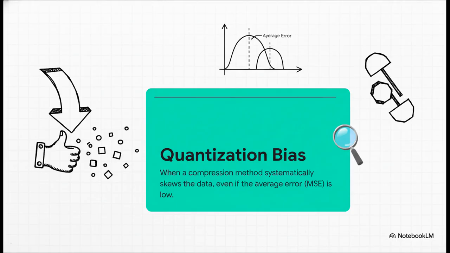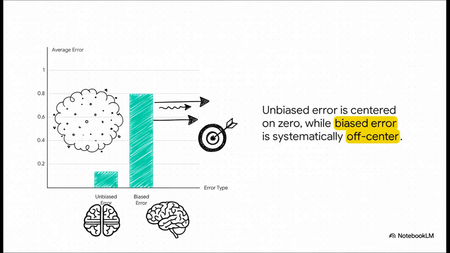This happens when your compression method isn't just making a few random mistakes here and there, it's consistently, systematically pushing the data a little bit in one direction. Your average error might look great, but there's a definite skew. It's like a thumb is permanently on the scale. And you can see the difference so clearly here. Unbiased error is like random noise. It's scattered, but it's centered perfectly around zero. Biased error, though, even if it's small, is consistently shifted over to one side. And over time, that can introduce these subtle but really meaningful distortions in how the AI performs.